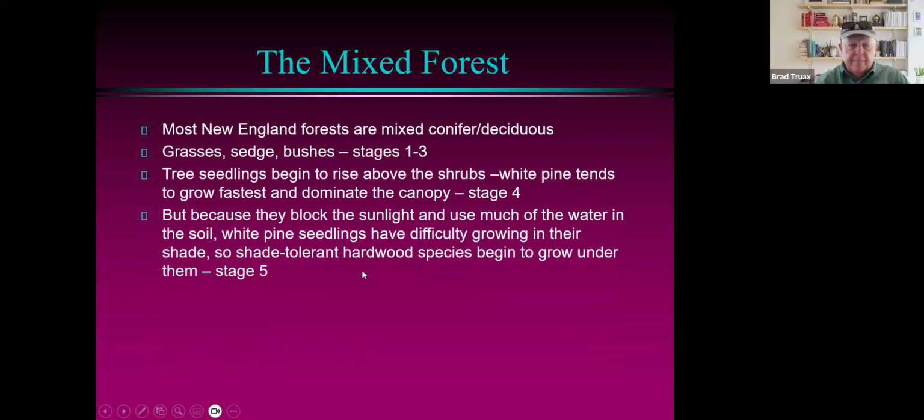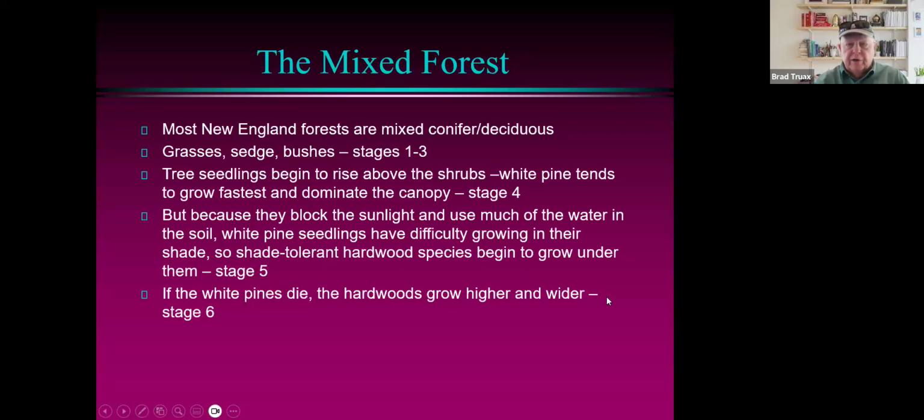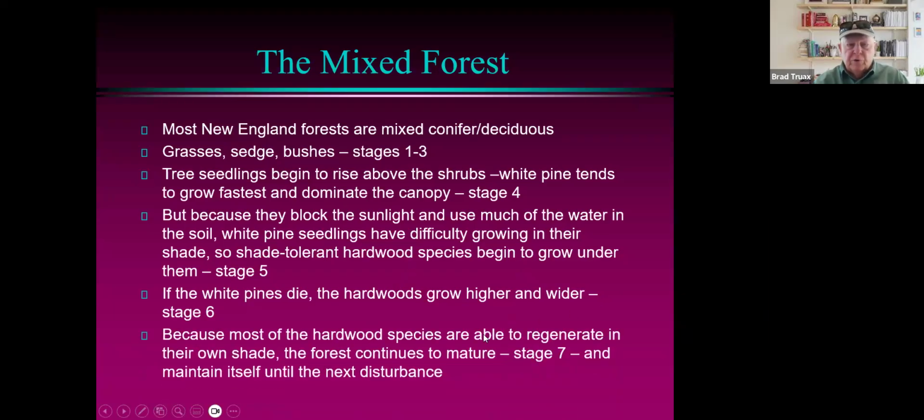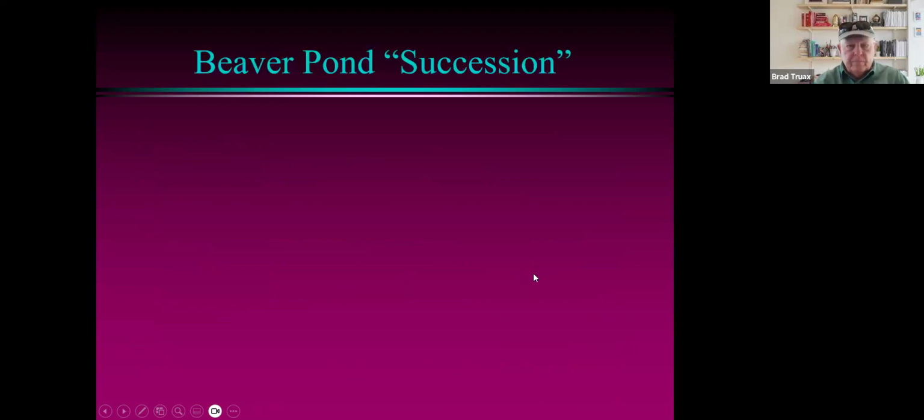growing in their shade. So some of the shade tolerant hardwood species begin to grow in stage 5. And as the white pines die, the hardwoods tend to grow higher and wider. This is stage 6. And finally, because most of the hardwood species are able to regenerate in their own shade, the forest continues to mature and reaches stage 7 and stays there until the next disturbance occurs.